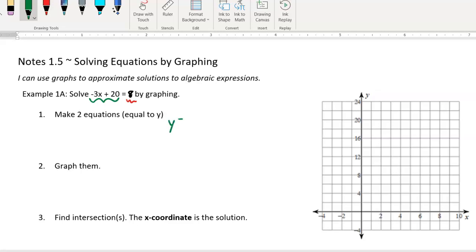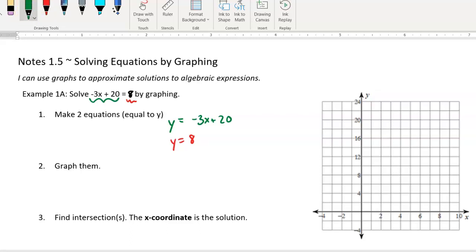So our equations, one of them would be y equals negative 3x plus 20. And the other equation will have just y equals 8. So basically you just take the two sides of the equation and make two equations out of it. One equation from each side. So let's start with the first one.